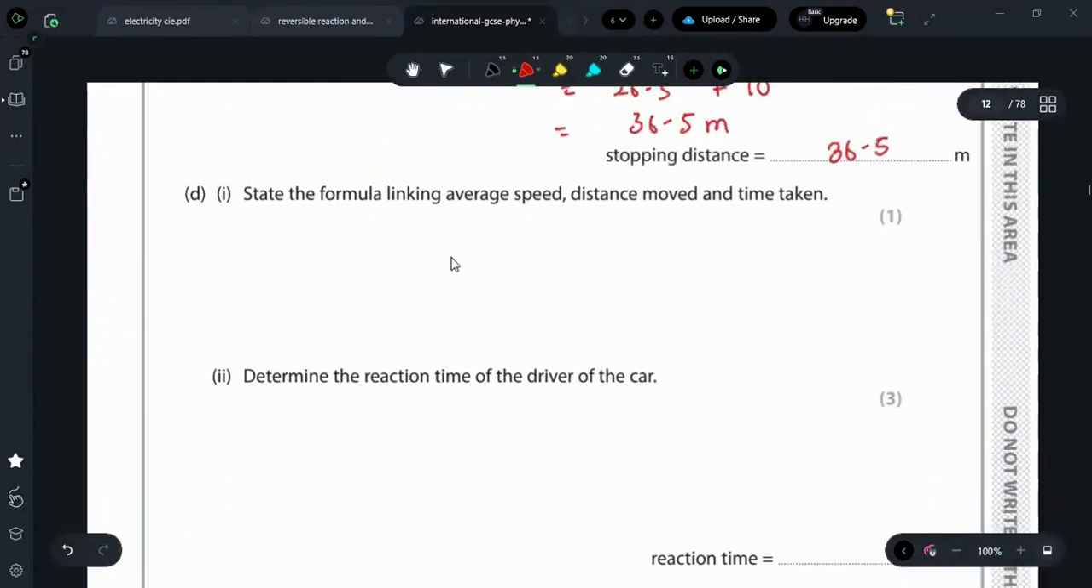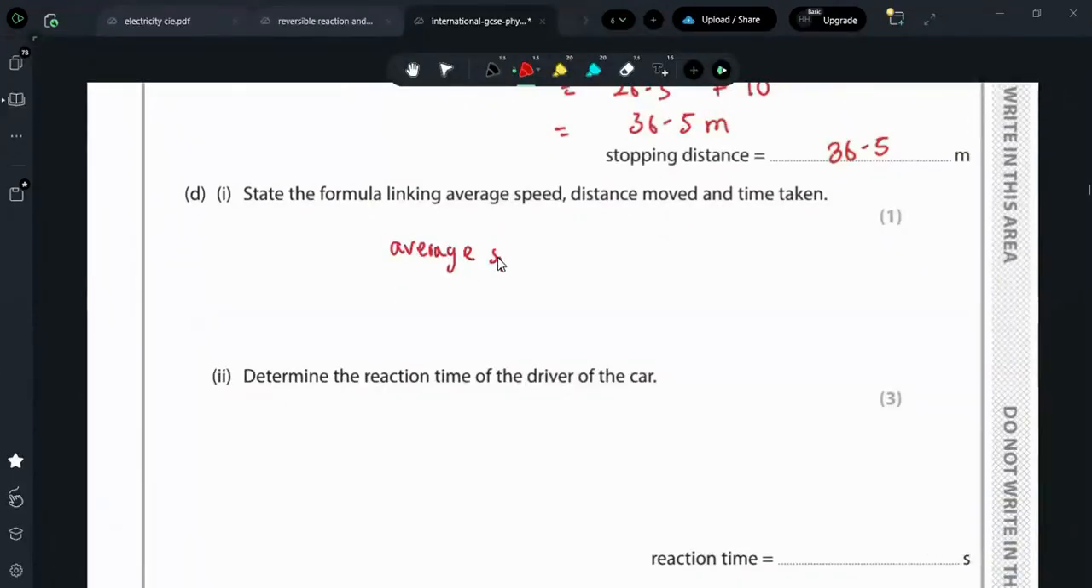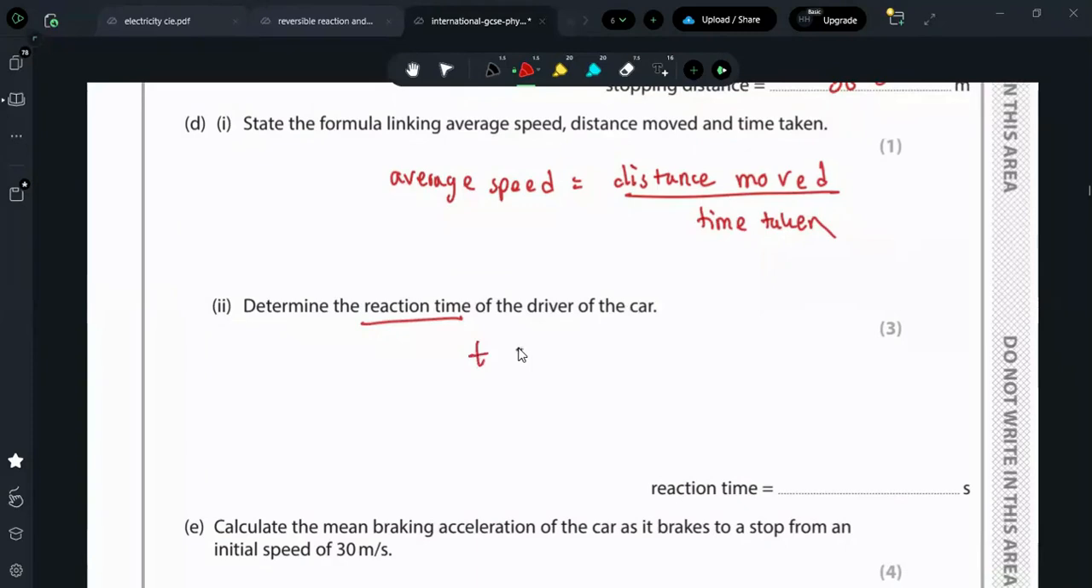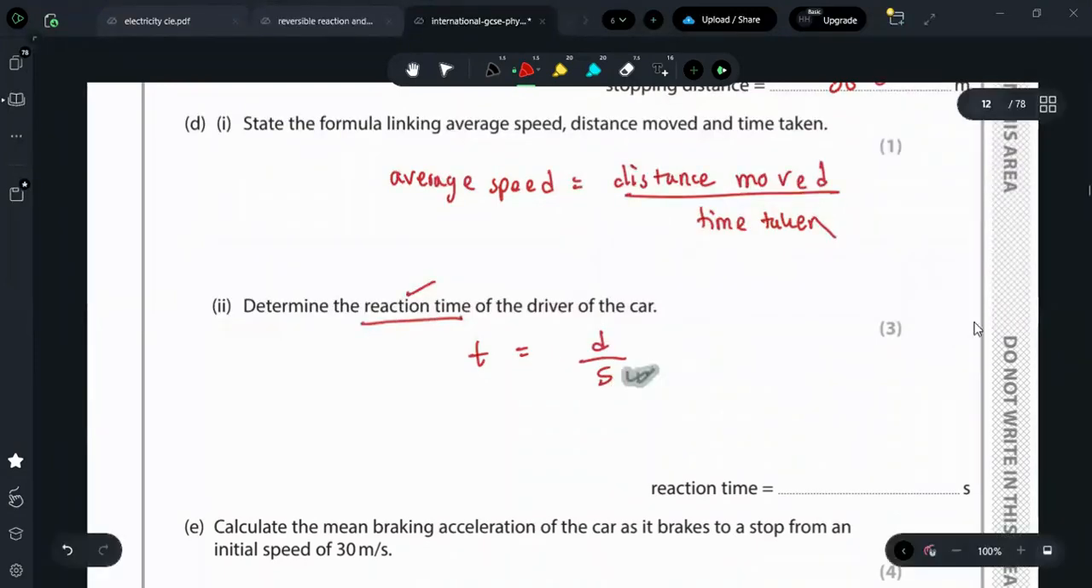Next, state the formula linking average speed, distance moved, and time taken. Average speed is equal to distance moved divided by time taken. Right. Part 3, determine the reaction time of the driver of the car. Reaction time is directly related to only thinking distance. Time is equal to কি হবে? Distance divided by speed. So I need to find the thinking distance and the speed traveled during the thinking distance.